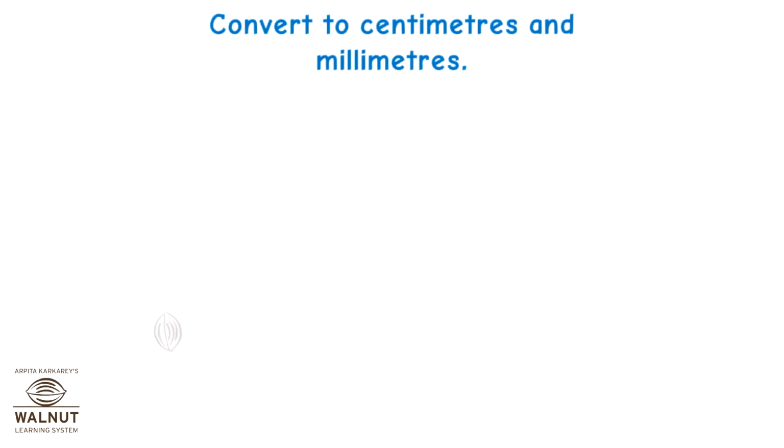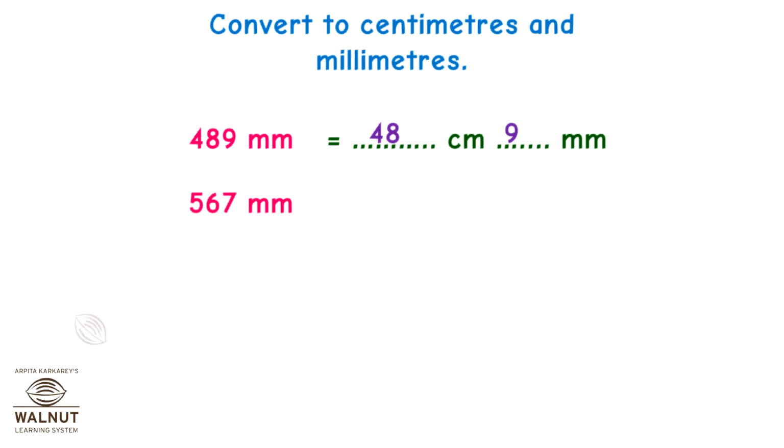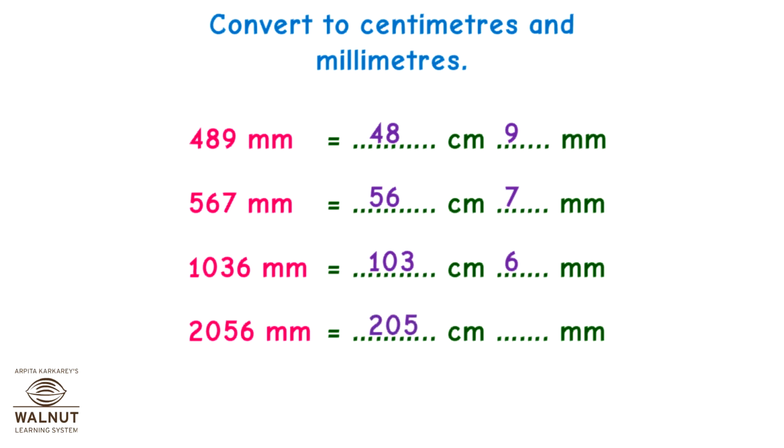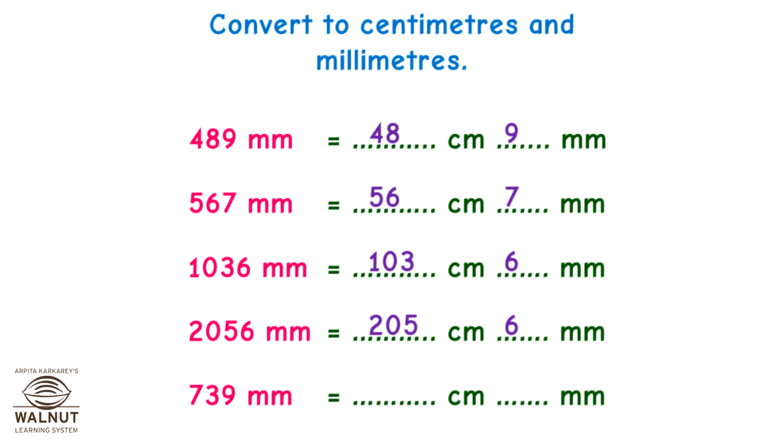Convert to centimeters and millimeters. 489 millimeters is equal to 48 centimeters and 9 millimeters. 567 millimeters is equal to 56 centimeters and 7 millimeters. 1036 millimeters is equal to 103 centimeters and 6 millimeters. 2056 millimeters is equal to 205 centimeters and 6 millimeters. 739 millimeters is equal to 73 centimeters and 9 millimeters.